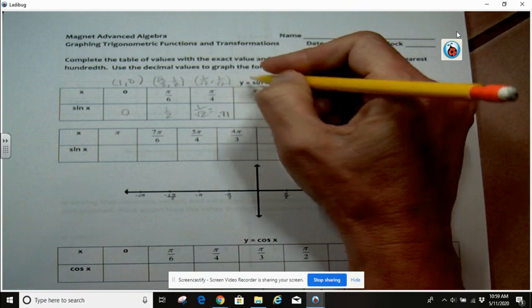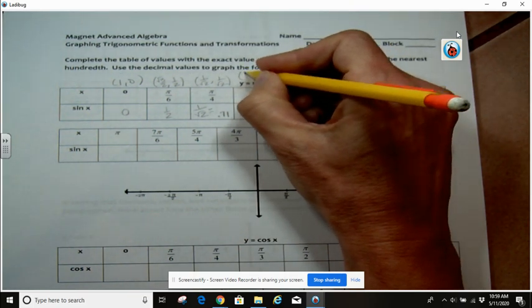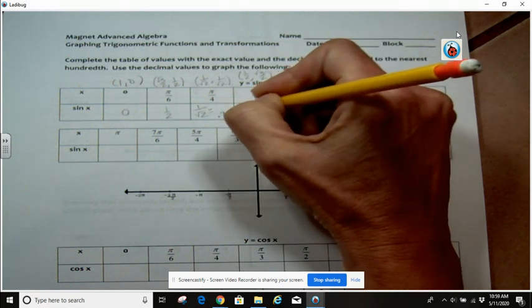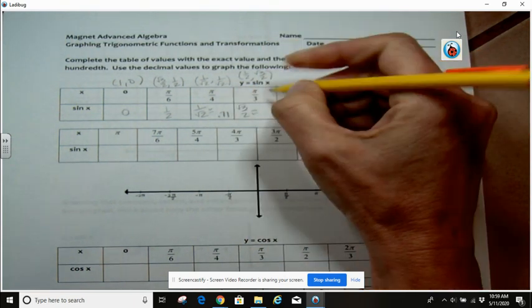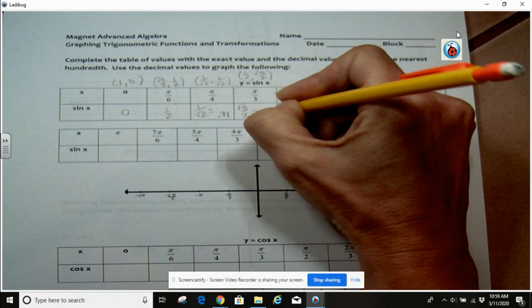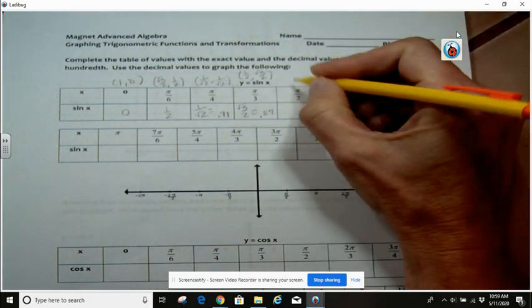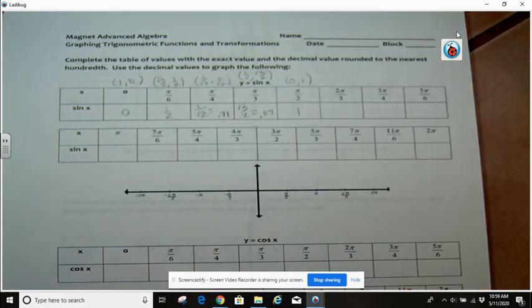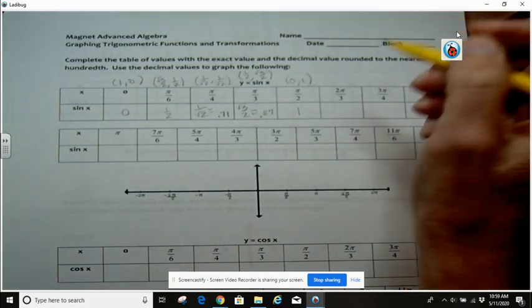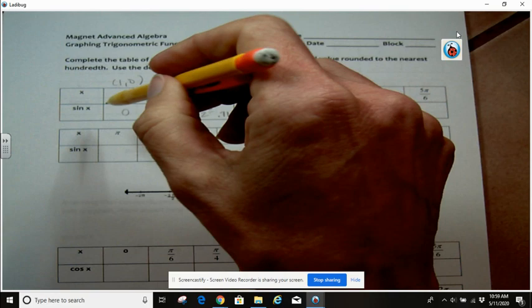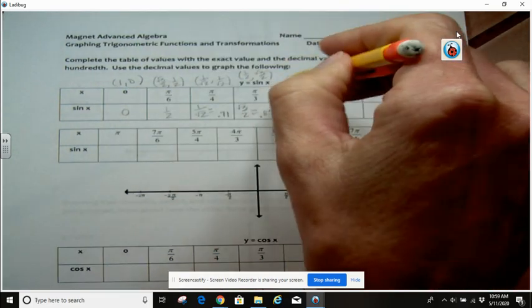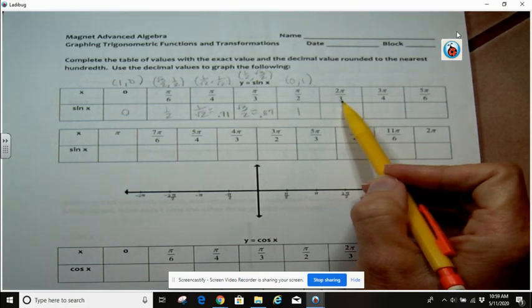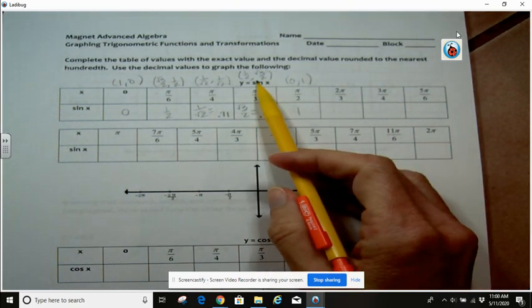Pi over 3 is the same as 60 degrees. That's 1/2, square root of 3 over 2. So square root of 3 over 2 is approximately 0.87. And pi over 2 is the positive y-axis, 0, 1. Now we're just going to actually start repeating because we've already been through the positive x-axis, the positive y-axis, and the first quadrant. So anything with a denominator of 3 is going to relate back to the same ordered pair.